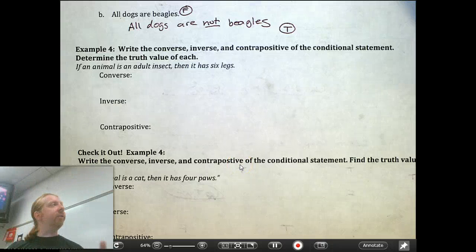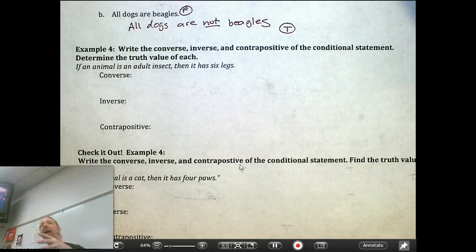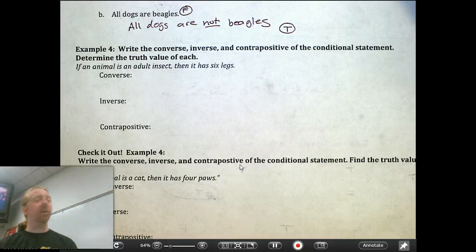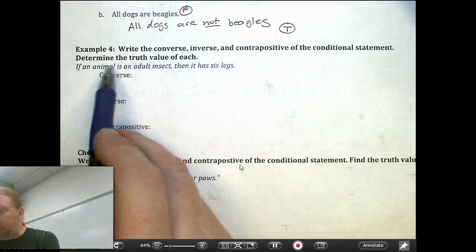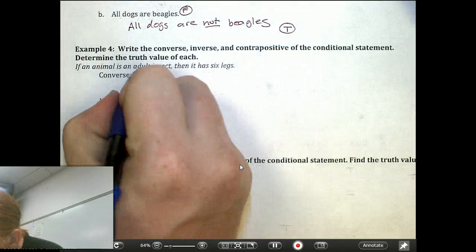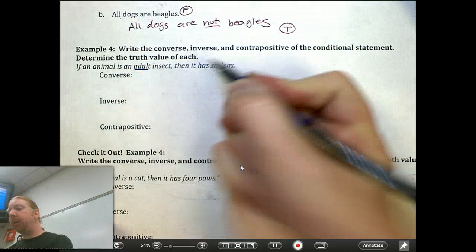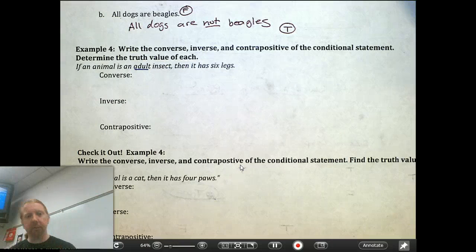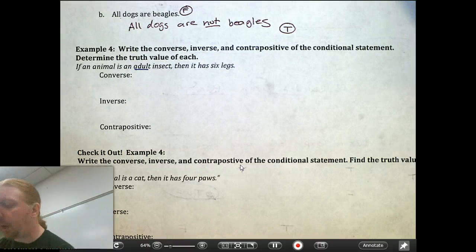Okay, converse, inverse, and contrapositive. Now you have to have a conditional statement to start this off. So the one we're going to start with is this one. If an animal is an adult insect, underline the word adult for clarity, then it has 6 legs. So that's our conditional statement.